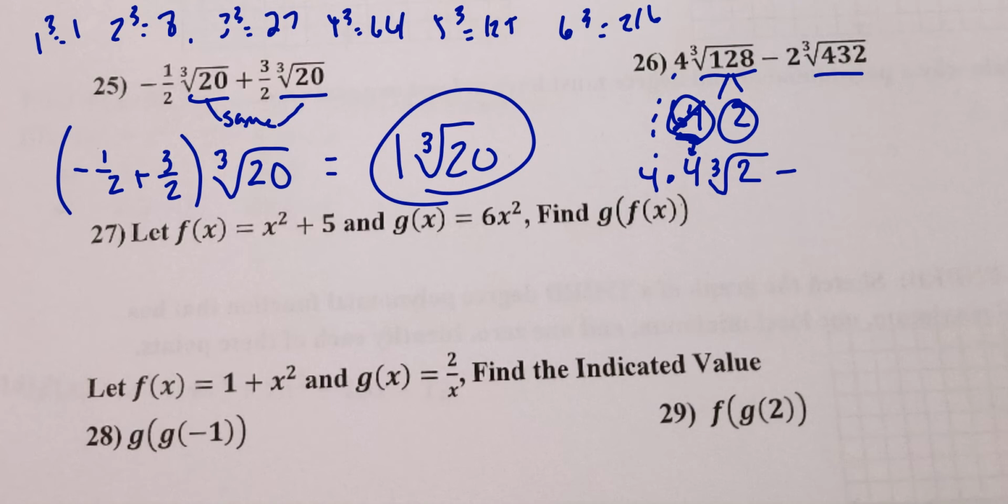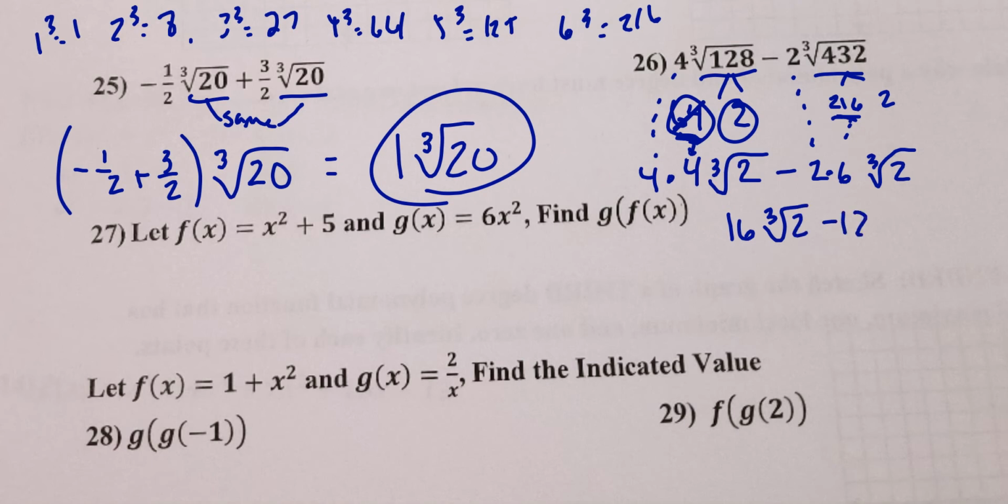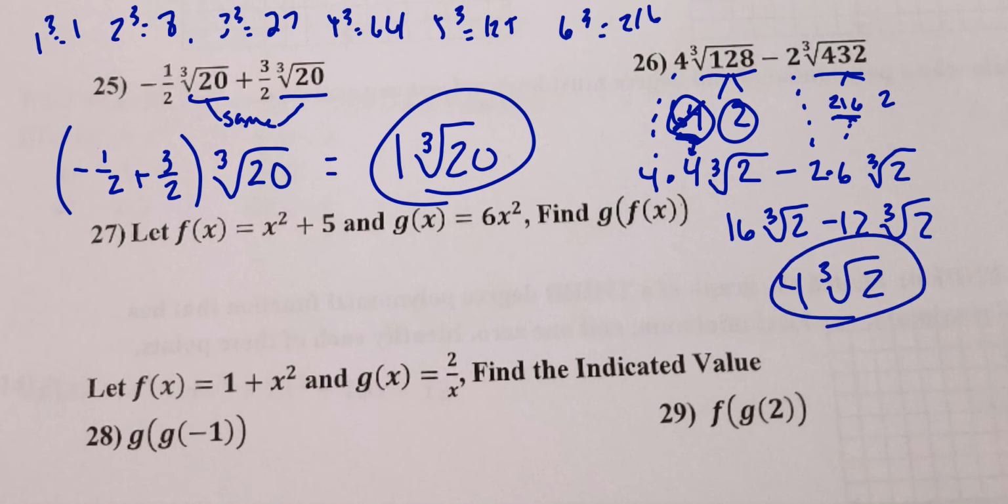Minus 432 is 216 times 2. There are other factors, but 216 is perfect. So that 216 turns into 6. This negative 2 just drops down, so it's negative 2 times 6 cube roots of 2. I multiply the numbers together, so I get 16 cube root of 2 minus 12 cube root of 2. And my final answer is 4 cube roots of 2. And that's it.